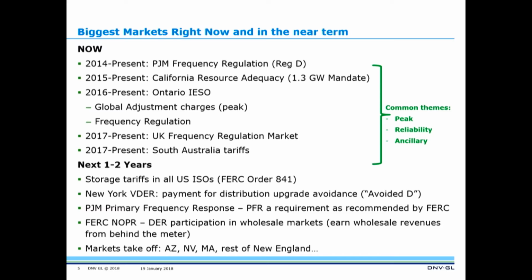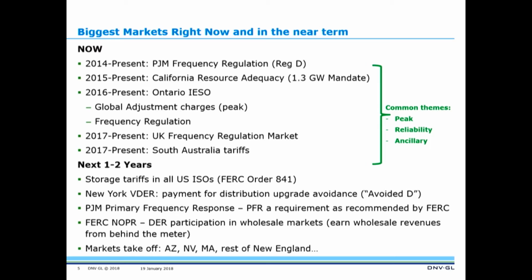The markets where we see projects being most active, there's still projects happening in PJM with frequency regulation to serve the Reg D market. One of the biggest businesses that we have today is out of California due to the resource adequacy payment that is a result of the 1.3 gigawatt storage mandate. I've been told by Janice Lynn at Strategen that I shouldn't call it a mandate. I guess it's a target, but I'll get more into that later.